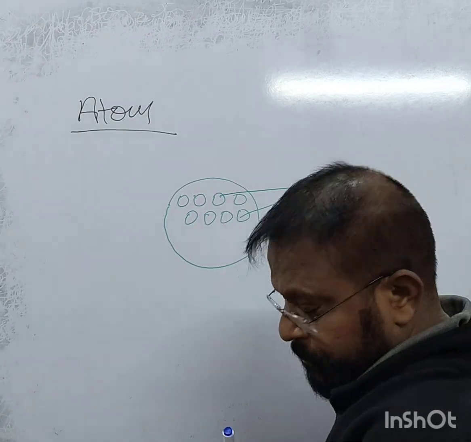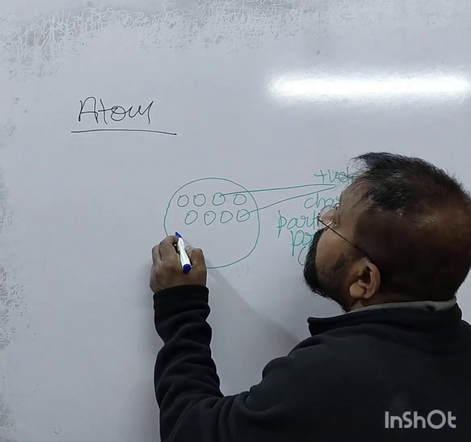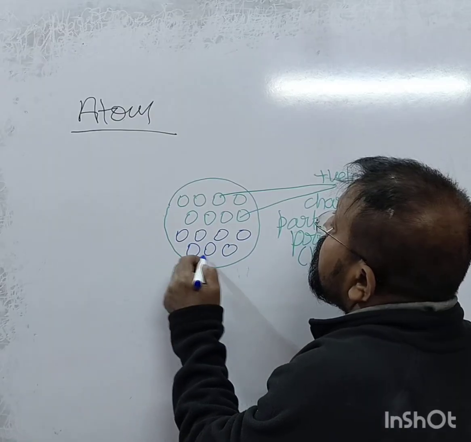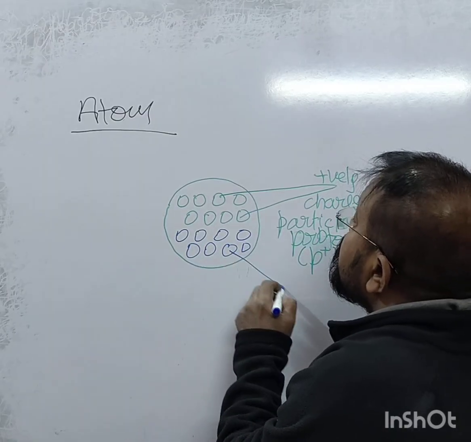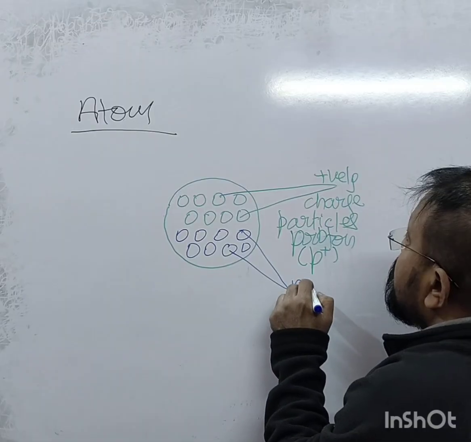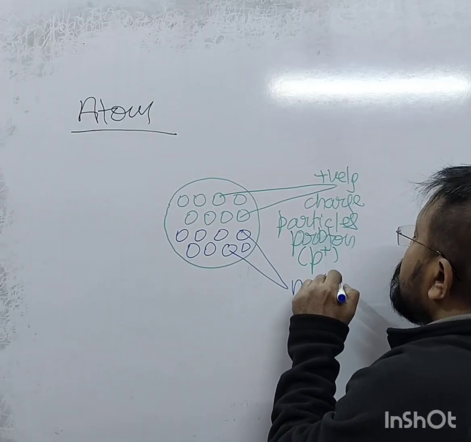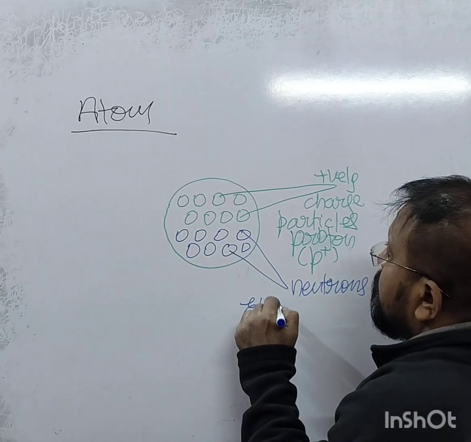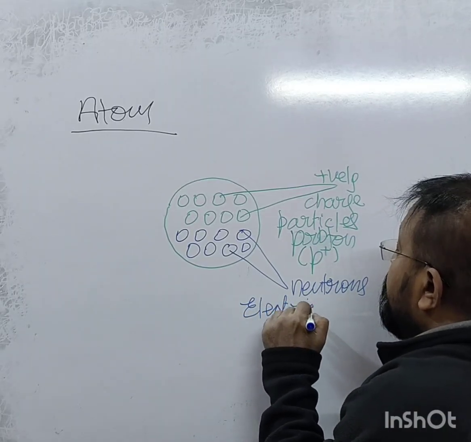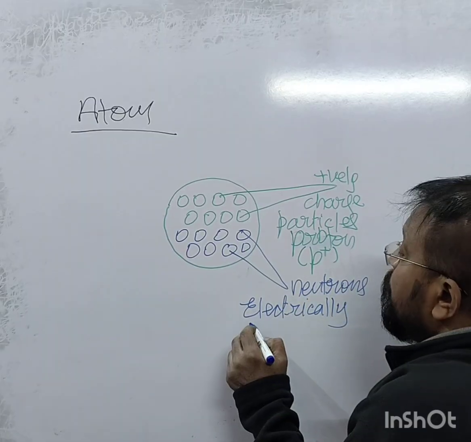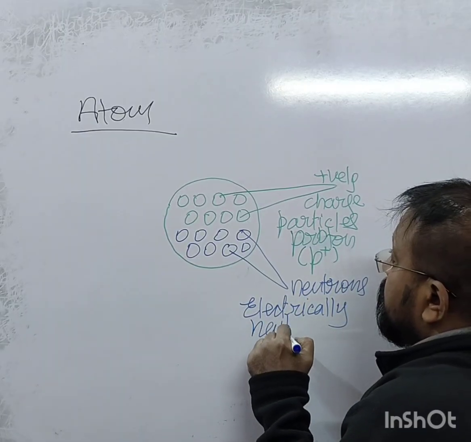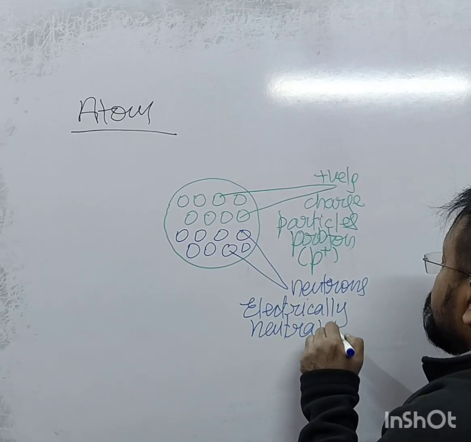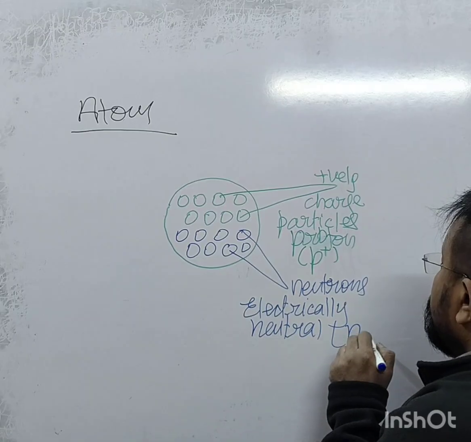And there are neutrons. These are neutrons. Neutrons are electrically neutral, right? So they are neutrons, right?